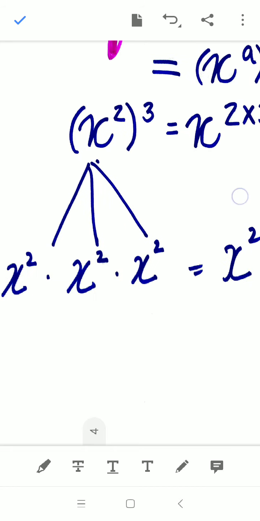Let us expand it a little more to understand what is power law. X raised to the power 2 whole bracket 3 means what?